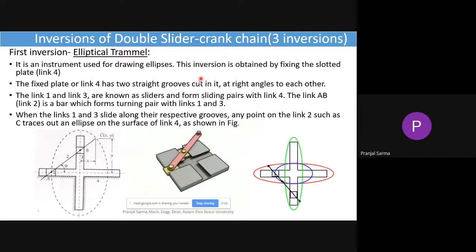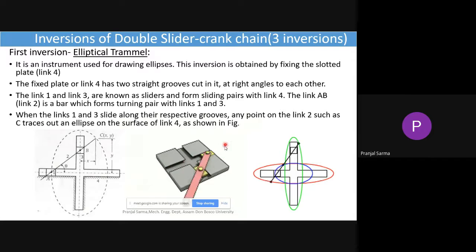This inversion is obtained by fixing the slotted plate. Here I have shown three different diagrams. Two are videos, the middle one is the actual loop, and on the left-hand side is how to draw the ellipse. On the right-hand side you can see another GIF, where it is represented through line diagrams. Here we have a plate which has two straight grooves cut on it. You can see this particular thing.